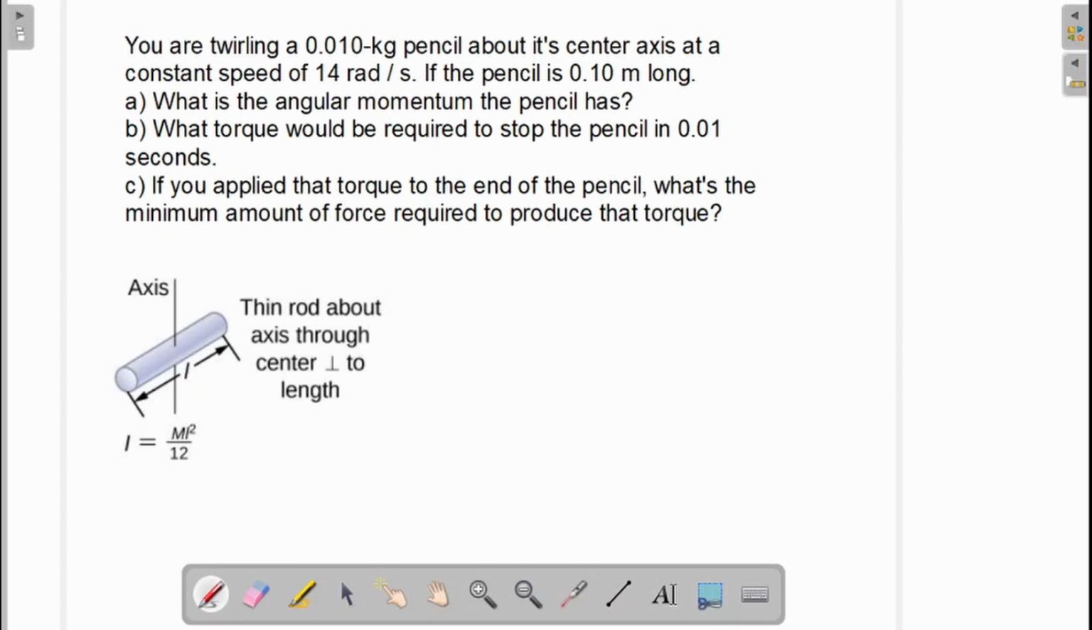You're twirling a 0.10 kilogram pencil about a center axis at a constant speed of 14 rad per second. If the pencil is 1.0 meter long, and we're going to treat it as a thin rod rotating about its axis as the moment of inertia is depicted here, calculate the angular momentum it would have, calculate the torque it would take to stop the pencil in 0.01 seconds, once a teacher yells at you for twirling, or your parents. And then if you apply the torque to the end of the pencil, at the very tip where you catch it, how much force do you need to apply to stop the pencil? Go ahead, give it a try. Check back after you're done.